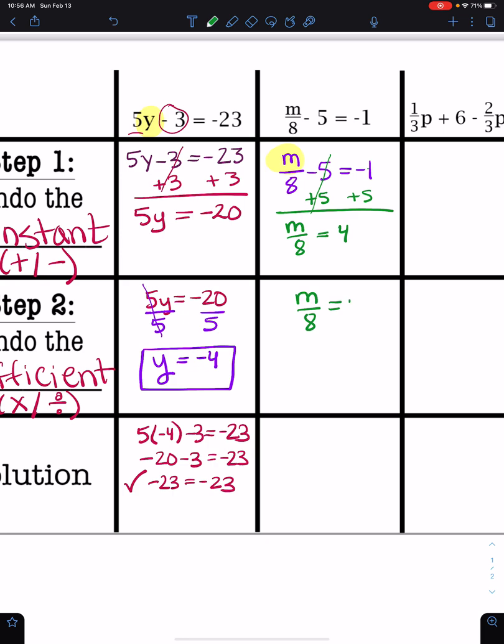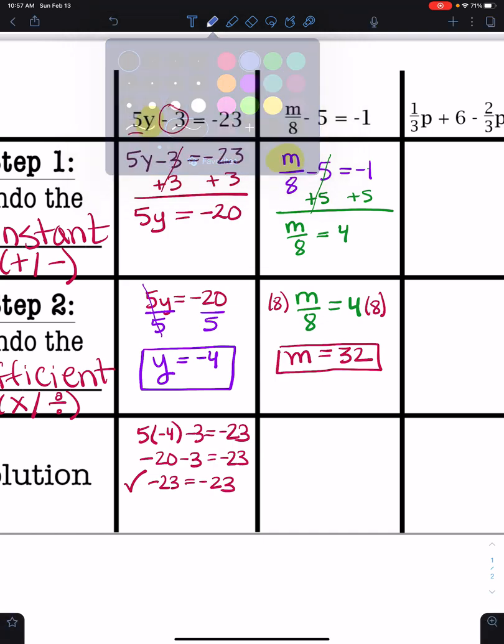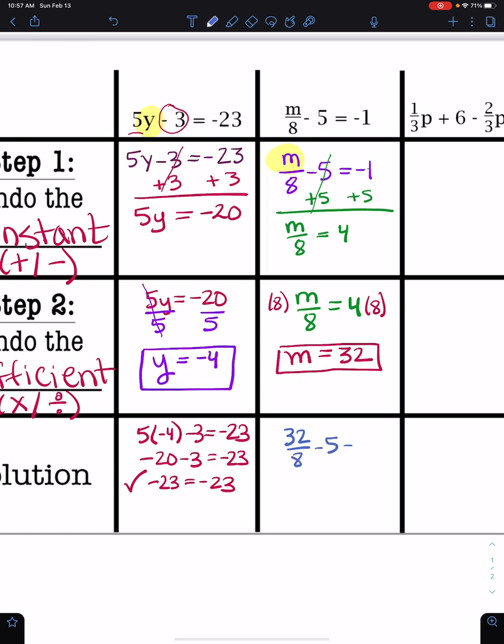My next step is going to be to get rid of the coefficient. So since m is being divided by 8, I'm going to multiply both sides by 8. m is 32. This is my answer, but I'm going to check it because I want to make sure I got it right before I turn it in. So I'm going to take that original equation and replace the m with 32 to see if I get the right answer. 32 divided by 8 is 4. And guess what? 4 minus 5 does, in fact, equal negative 1.